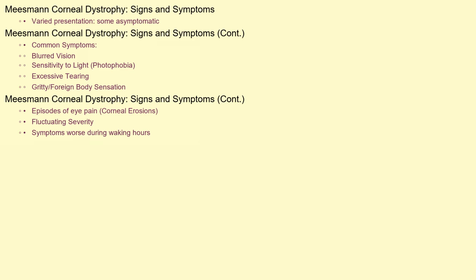It's important to note that the symptoms tend to be more pronounced during waking hours due to the drying of the cornea. Diagnosing Meesmann Corneal Dystrophy typically involves a comprehensive eye examination. An ophthalmologist will use a slit lamp microscope to closely examine the cornea, looking for the characteristic epithelial cysts. These cysts appear as tiny, clear, bubble-like lesions within the corneal epithelium.